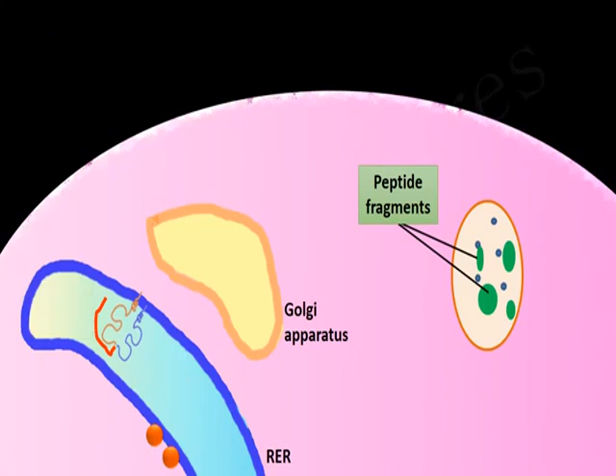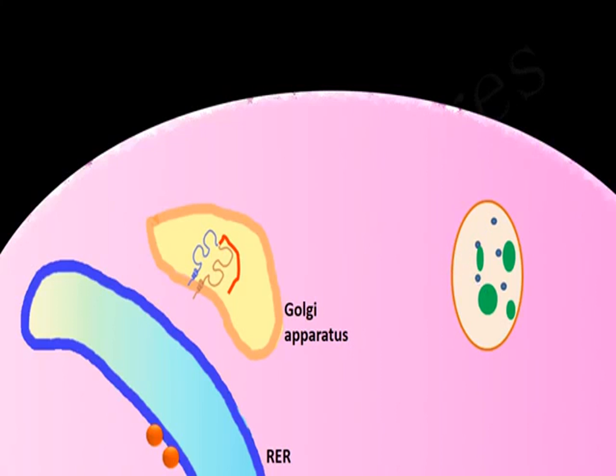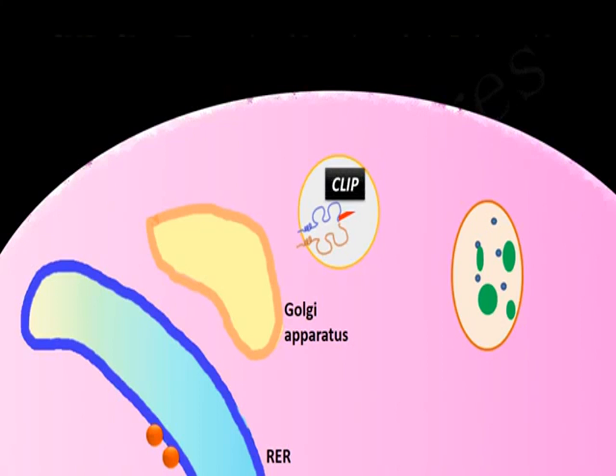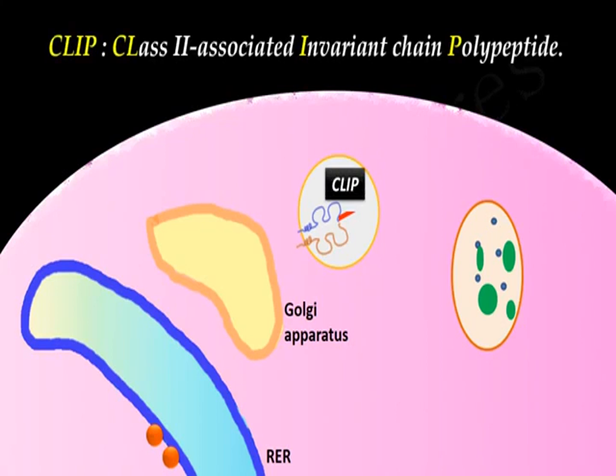These MHC2 invariant chain complexes are transported from the endoplasmic reticulum to the Golgi apparatus, and from the Golgi apparatus to another vesicle. The invariant chain is digested and only a small fragment remains bound to the peptide binding groove of the MHC2 molecule. This fragment is known as CLIP. CLIP stands for class II associated invariant chain polypeptide.